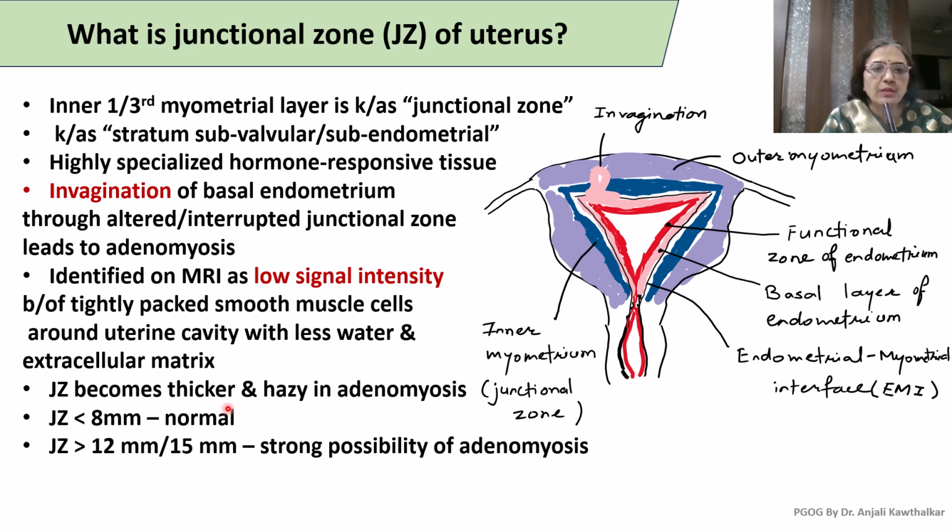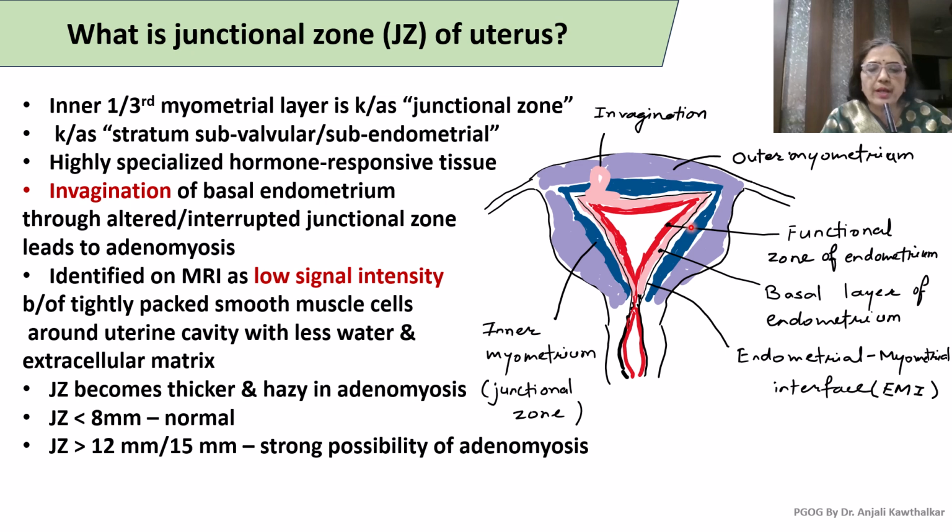Junctional zone becomes thicker and hazy in adenomyosis. Because of this disturbance by the entry of endometrial glands and stroma, this junctional zone becomes thickened and it is hazy. It doesn't have a very clear outline in cases of adenomyosis. Junctional zone less than 8 millimeters on MRI is a normal finding, whereas whenever it is greater than 12 millimeters and especially whenever it is greater than 15 millimeters, there is a strong possibility of adenomyosis. This can be diagnosed by doing MRI.